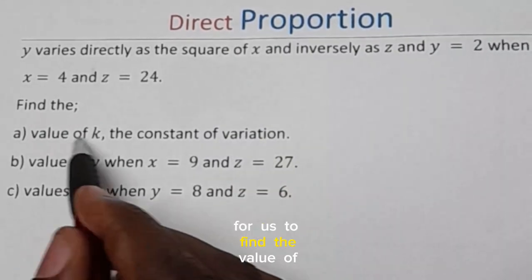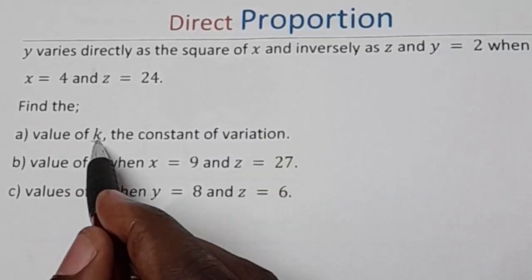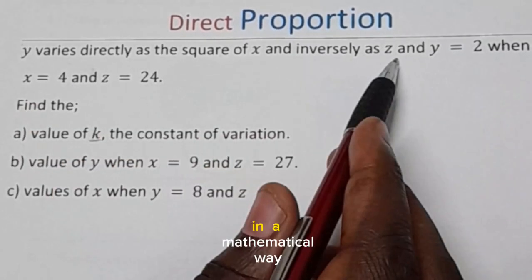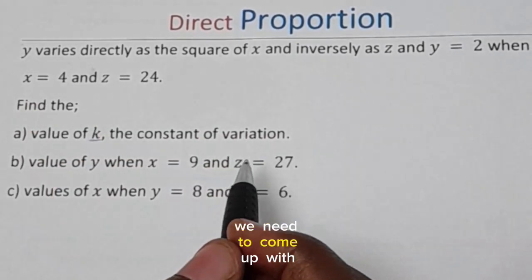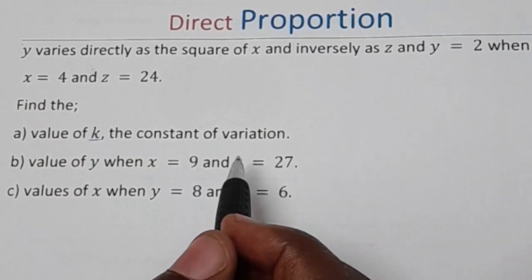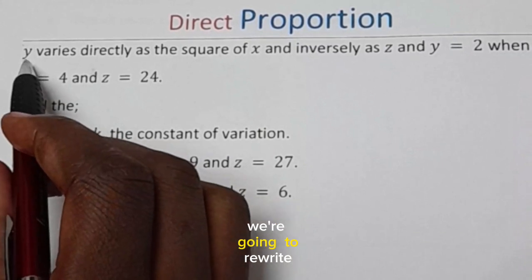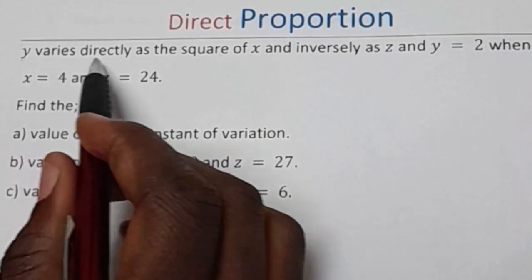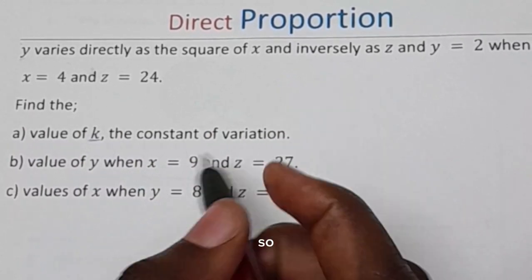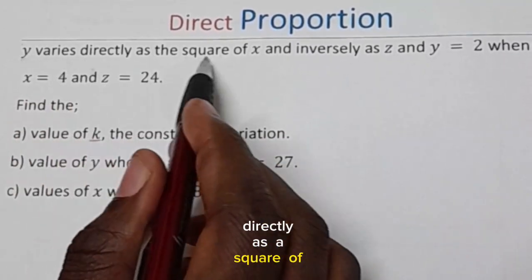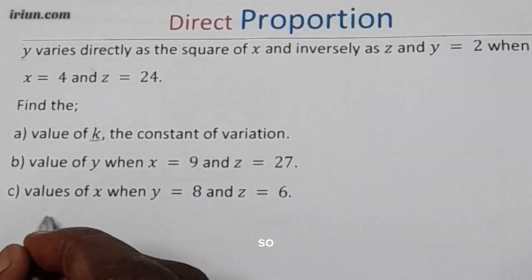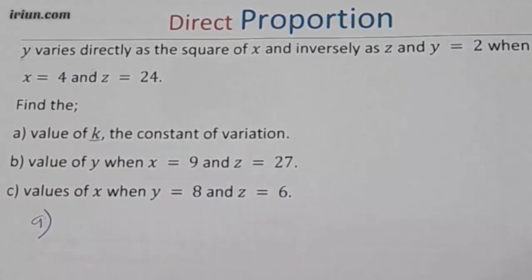So for us to find the value of k, first of all we need to write this statement in a mathematical way. We need to come up with an equation. So first of all, we are going to rewrite this statement mathematically. We are saying y varies directly as the square of x. So this can be written as, on part A, we have this.